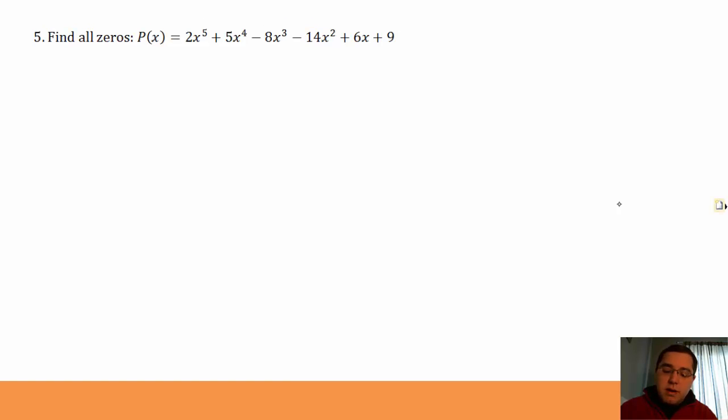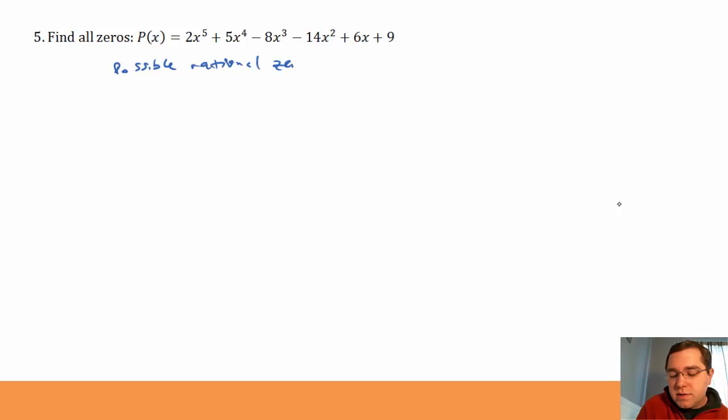So here, let's find all the zeros of p of x, where p of x is 2x to the 5th plus 5x to the 4th minus 8x cubed minus 14x squared plus 6x plus 9. Let's list out the possible rational zeros using the rational zeros theorem. Those are factors of 9 divided by factors of 2. So we'll have plus or minus 1, plus or minus 3, plus or minus 9, plus or minus 1/2, plus or minus 3/2, and plus or minus 9/2.